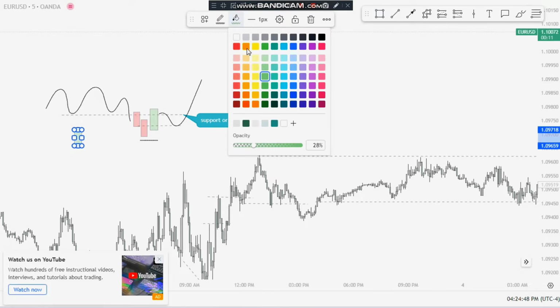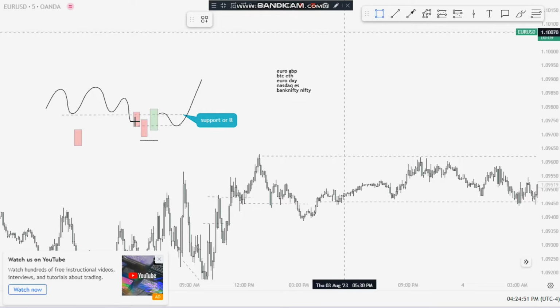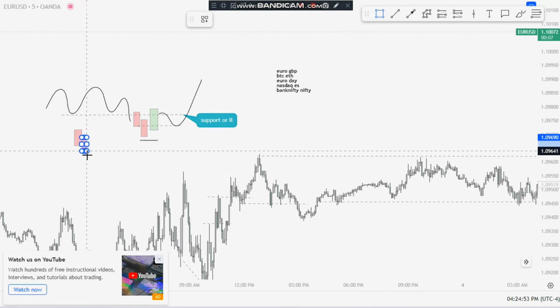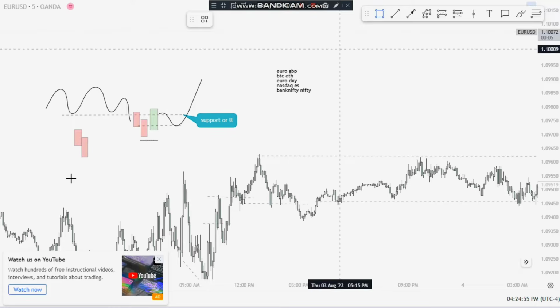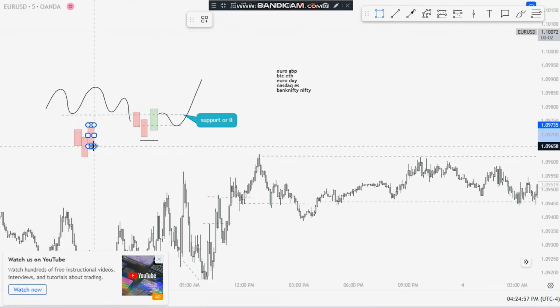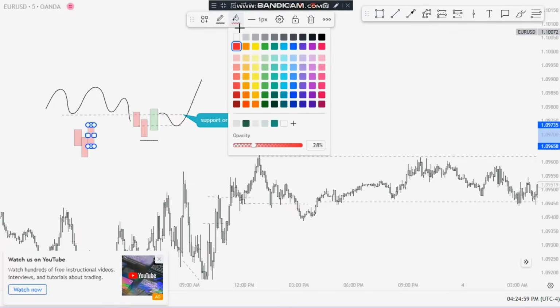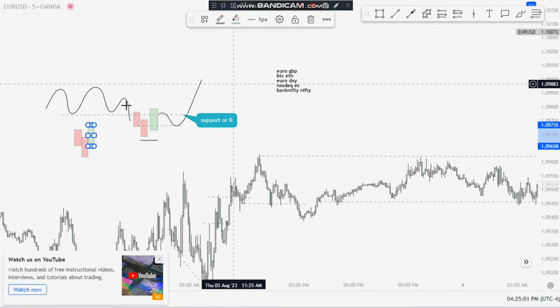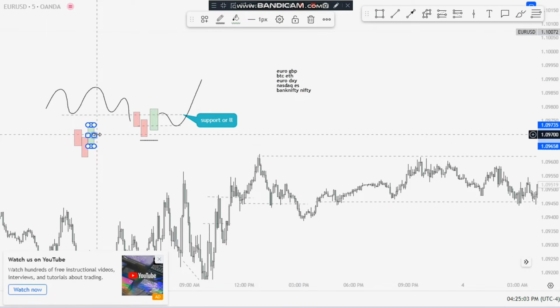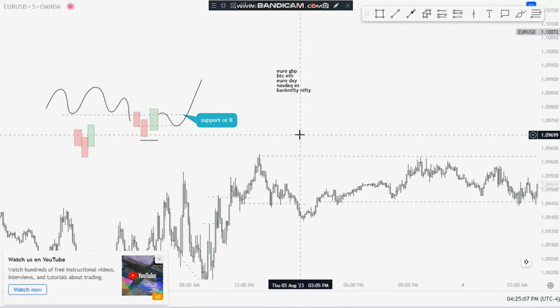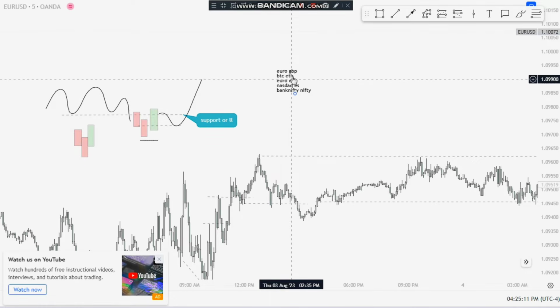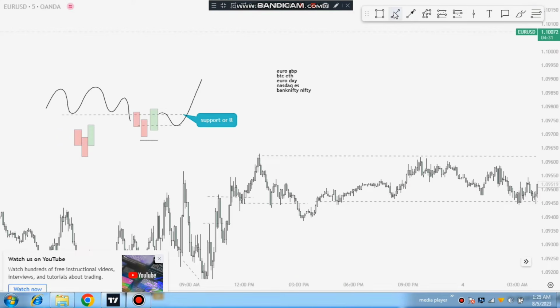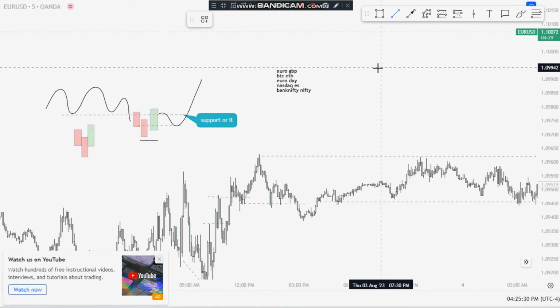The same structure will form: a series of down closing candles, and then this candle closes above it. Now you can find these order blocks on the 5 minute, on the 15 minute, on the 4 hour, on the daily. So you can find it on smaller time frames and on higher time frames. That was the example of a bullish order block.